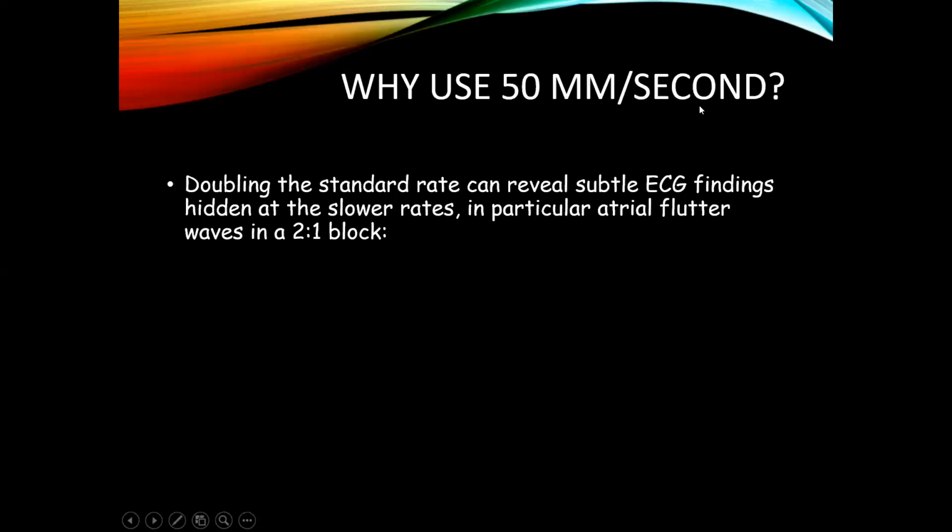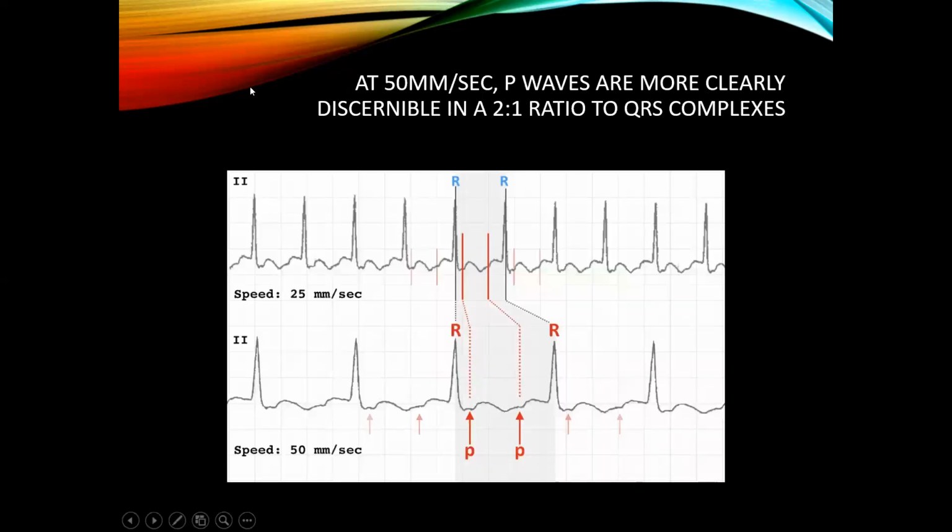So why use a 50 millimeters per second strip? When we double the standard rate, it can reveal subtle ECG findings that are hidden at the slower rates, okay? In particular, atrial flutter waves, okay? So at 50 millimeters per second, P waves are more discernible in a 2:1 ratio to QRS complexes. When we look at 25 millimeters, we are not able to appreciate this so much, okay? However, when we use a speed of 50 millimeters per second, the P waves are better discernible, okay?